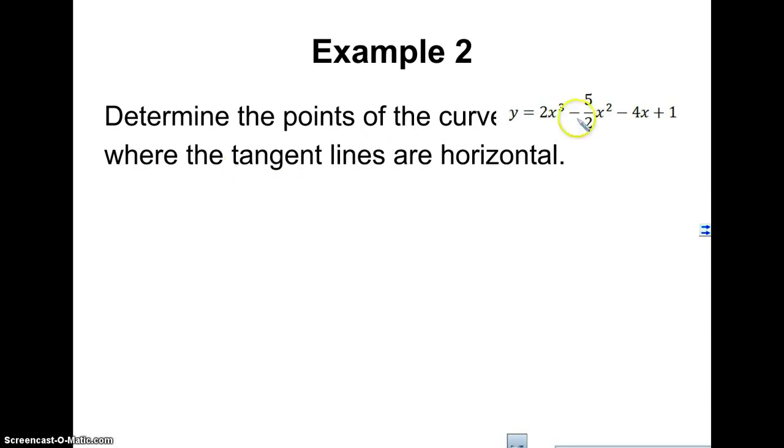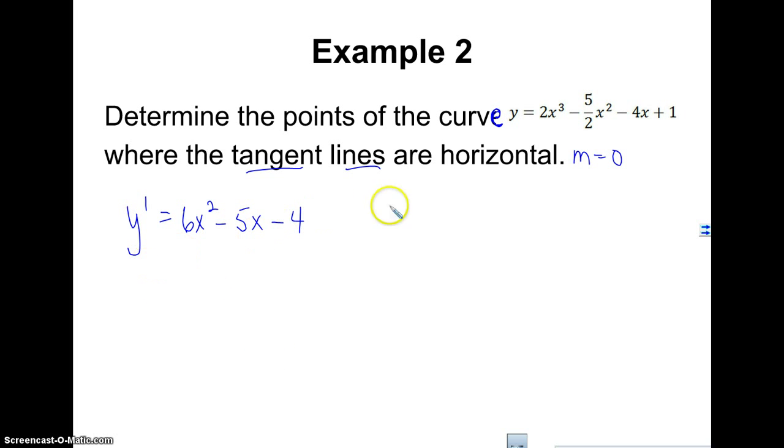And this time we've got an example that's a little trickier. Determine the points on the curve where the tangent lines are horizontal. So remember that the slope of horizontal lines is 0. So what we're going to do is take the derivative. Whenever we see tangent lines, we need to take a derivative. So the derivative here is 6x squared minus 5x minus 4.